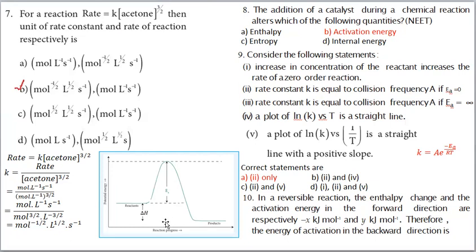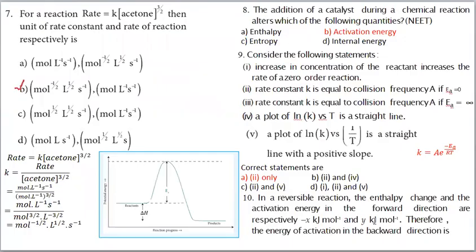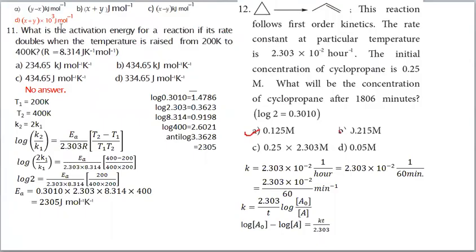So for the reverse reaction, the activation energy is Ea plus X, where the Ea value given here is Y. This value is X, this value is Y. So we will get X plus Y. So this is the correct option: X plus Y. Here kilojoule is there, but here joule per mole is written, so 10 to the power 3 is also written here.